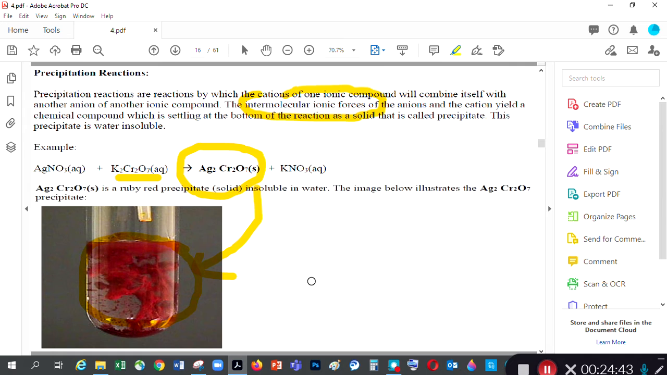This is the color here, very nice. This is silver dichromate, which is a really nice ruby red color. It's not soluble in H2O. This is a precipitation. You make a precipitation, and you can dry it. You can drive all the aqueous solution out, evaporate it, and you can get very nice red crystals out of it.